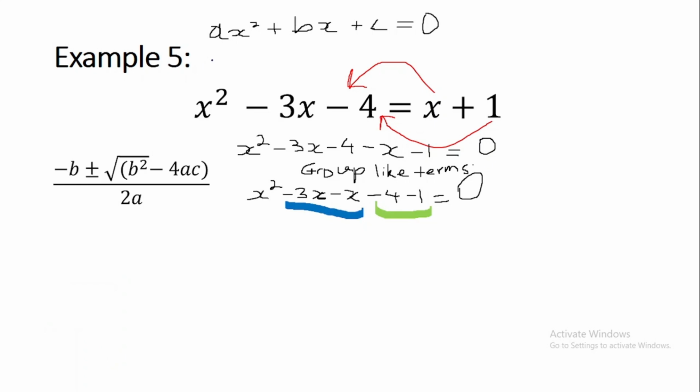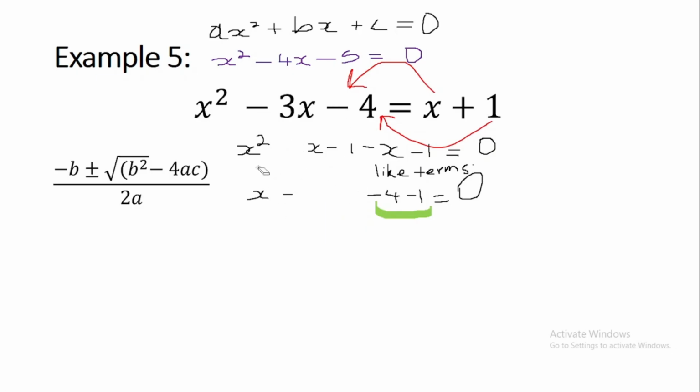Our new equation is going to be x squared. So we have negative 3x minus x. That's going to be a bigger negative number, so that's going to be negative 4x. And we have negative 4 minus 1, so that's going to be a bigger negative number again, so that's going to be negative 5, all equal to 0. Alright, so that's going to be our new equation that we're going to use. So let's just erase all of these additional things right here.